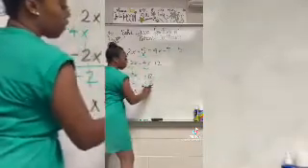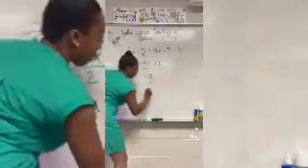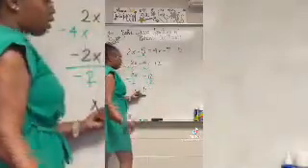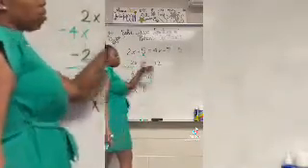So 12 divided by 2 is 6. And since it's a negative divided by a negative, it's still going to turn into a positive. So x is 6. Now we check our work.